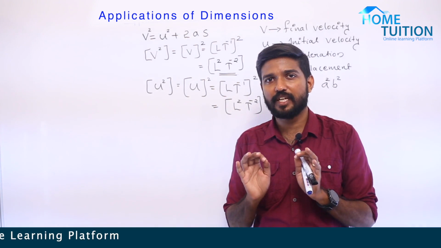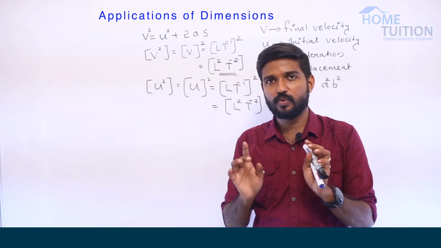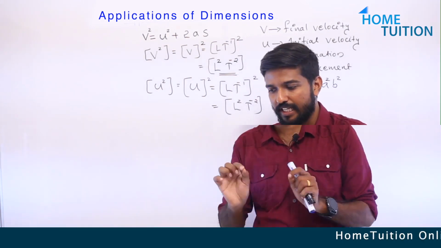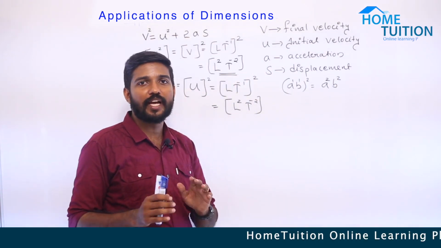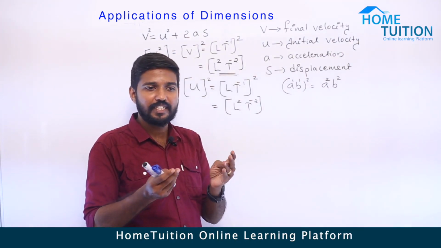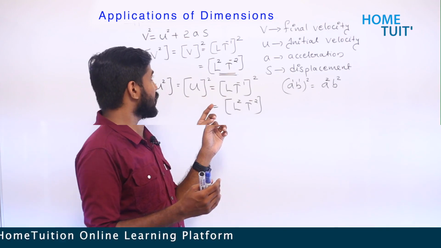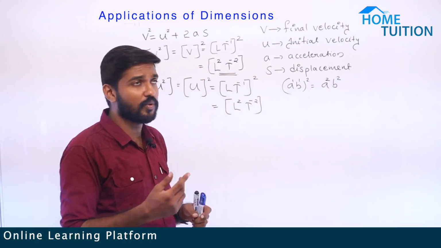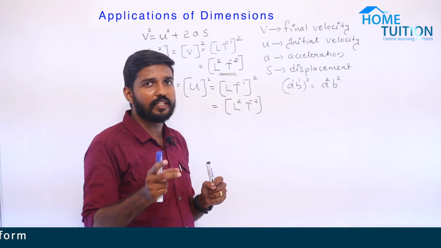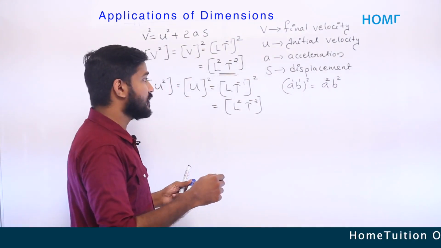What is the dimension of 2? Nothing. It is m raised to 0, L raised to 0, t raised to 0. So numbers are dimensionless. A number has no dimension. So during dimensional analysis, if there is a number in that equation, you don't have to take it. Just leave that and take the quantities after that number. Here I have 2as, so we don't have to take the 2, just take a and s, the product as. What is the dimension of as?